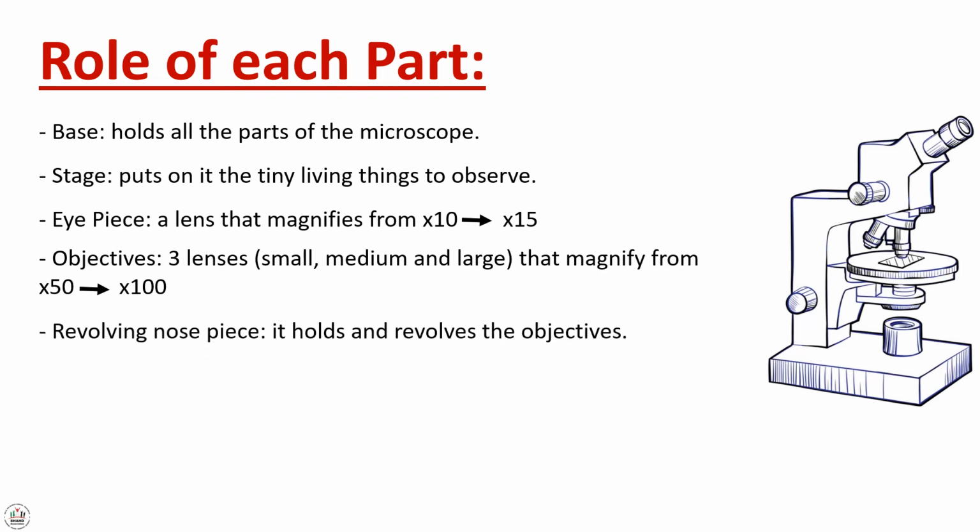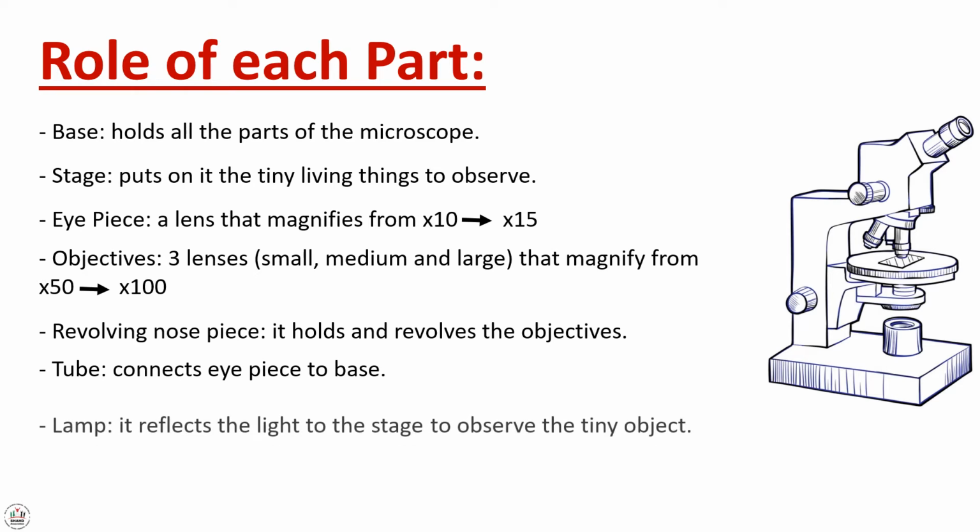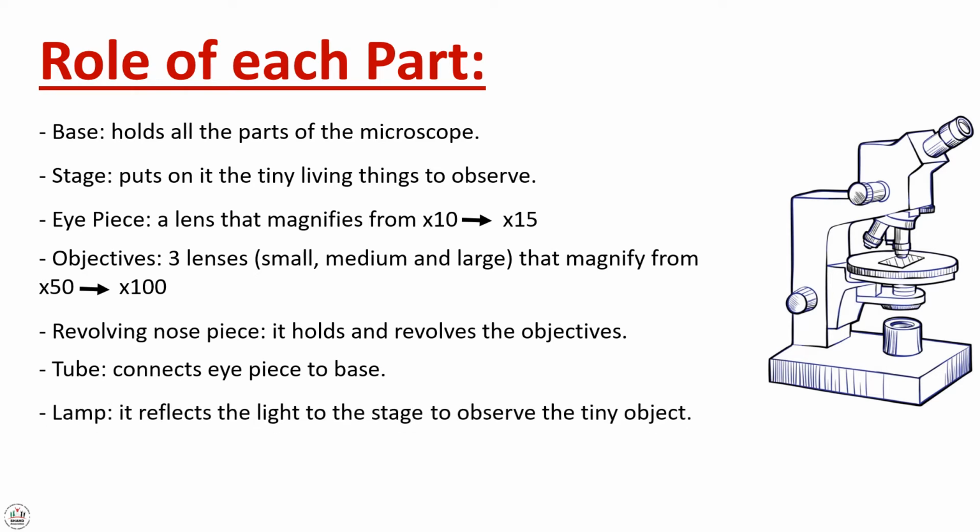While the revolving nosepiece, it holds and revolves the objectives. While the tube, it connects eyepiece to base. While the lamp, it reflects the light to the stage to observe the tiny object.